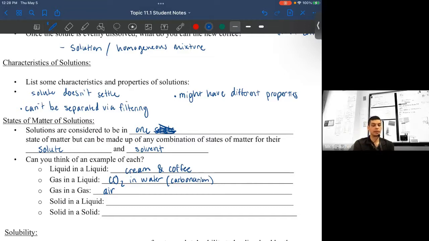Now, a solid and a liquid, that's a pretty common example. For example, salt water or sugar water. Salt and water might form seawater, for instance. That salt will easily dissolve in the water and then form a solution.